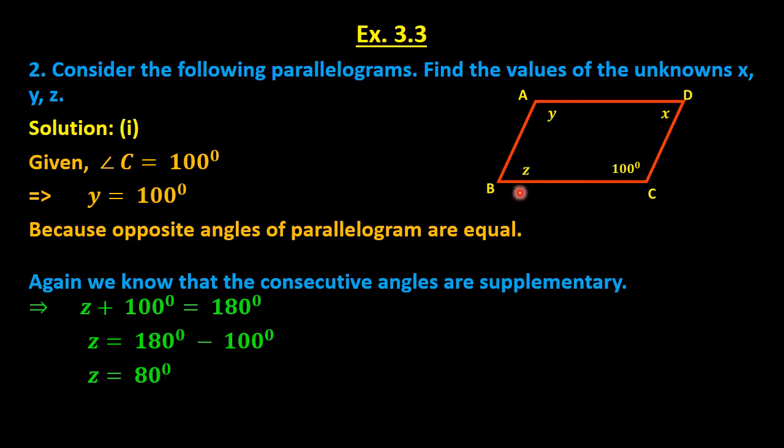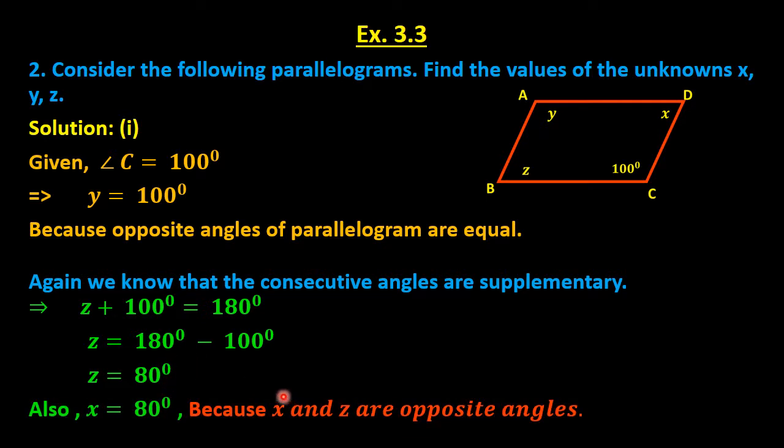Now if we look at this parallelogram, angles z and x are also opposite angles. So using the second property of a parallelogram, the value for x is also 80 degrees because x and z are opposite angles. So in this way, we have got the value for x which is 80 degrees, the value for y which is 100 degrees, and the value for z which is 80 degrees.